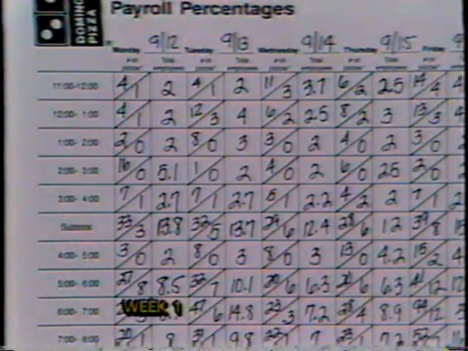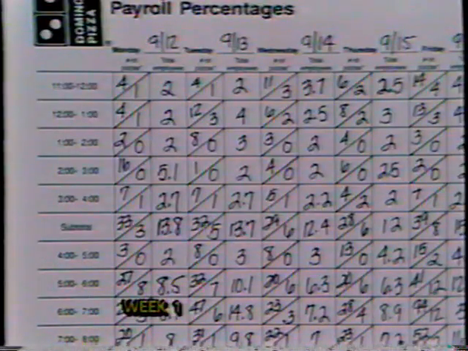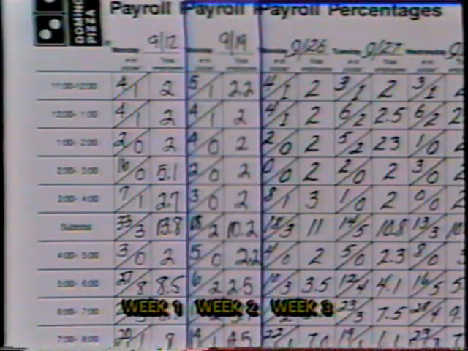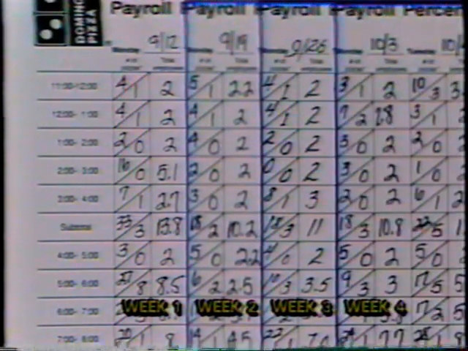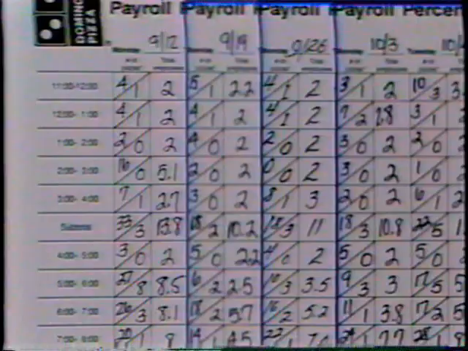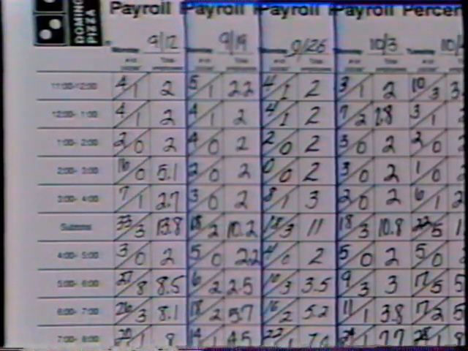When looking at the hourly sales and payroll percentage form, you will notice that under the number of pizzas column in each day's numbers, there are slashed lines through the boxes. This diagonal line is designed to separate the total number of pizzas sold during that hour, which should be written on the top, from the carry-out pizzas, which would be written on the bottom of the diagonal line.